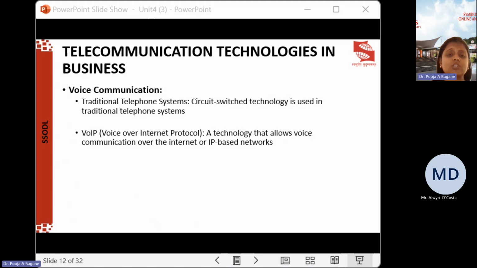Then advanced features are there, like call forwarding, call recording, voicemail to email, and integration with other business applications can also be possible. Then there is unified communication, which provides the integration between the voice over internet protocol calling system and other business communication applications.